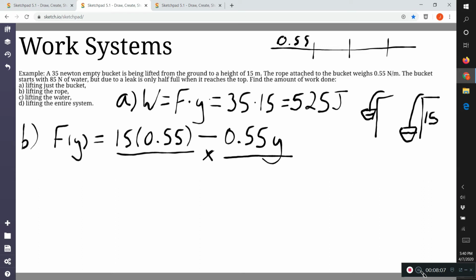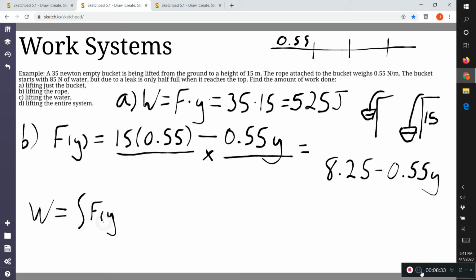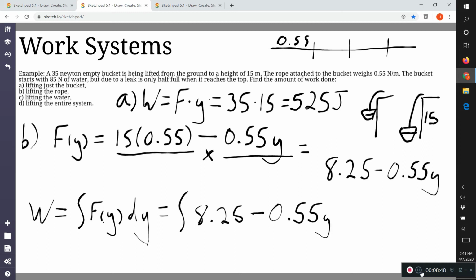So I'm going to simplify this equation a little bit. And we get 8.25 minus 0.55y. So how do we use this? Well, since this is not constant, we have to use the integral. The integral form of work is the integral of f of y dy. So that'd be the integral of 8.25 minus 0.55y dy.